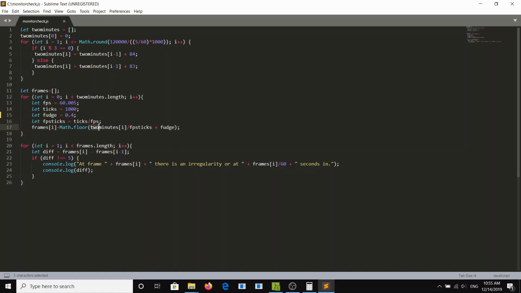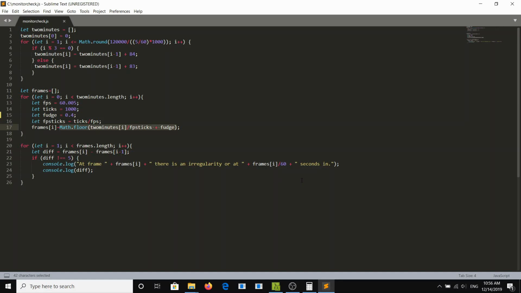So this is where all the math happens. And so what we're doing is we're taking our timestamp and dividing it by the value we get if we divide the tick value, which is 1000, divided by our monitor check FPS. And then finally, we add on the fudge. And the last step is that we round down. So that's how monitor check works.